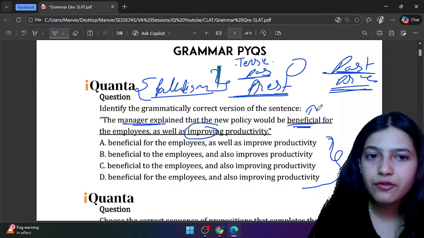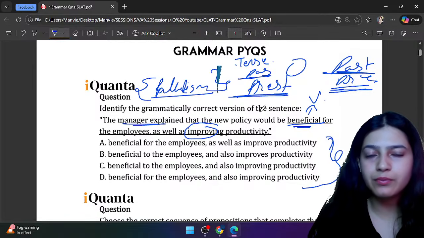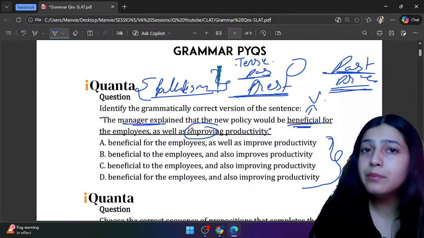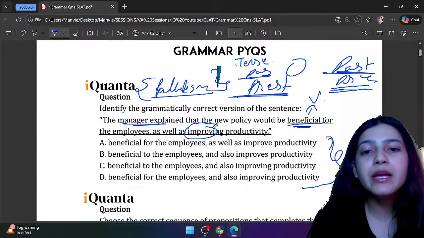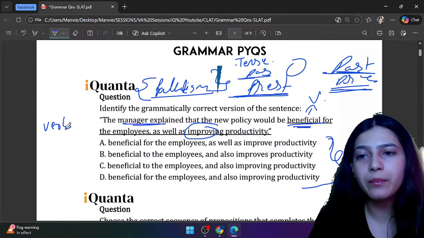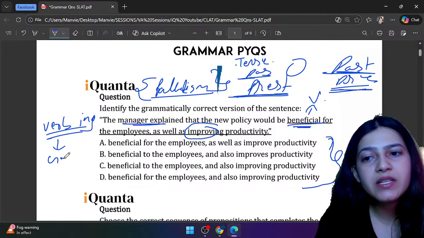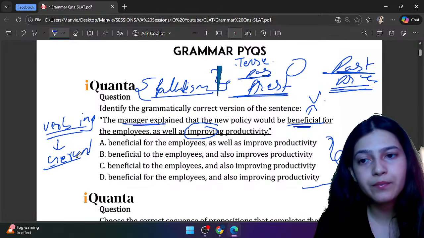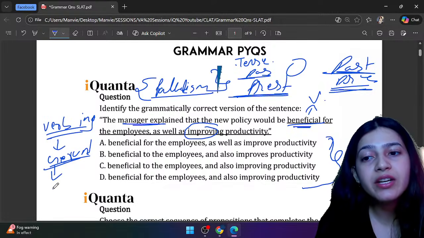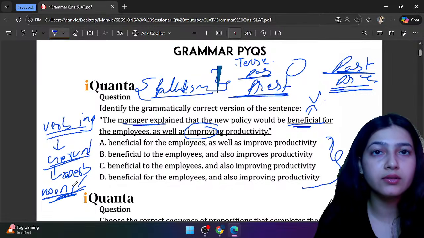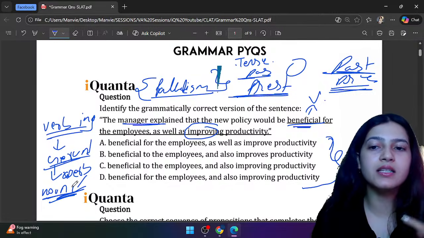Beneficial is used here as a normal adjective, and then they say improving. What is improving here? Improving is a verb in ing form. And what is a verb in ing form basically? It's basically a gerund. And what is a gerund? A gerund is basically a verb acting like a noun. A verb acting as a noun.